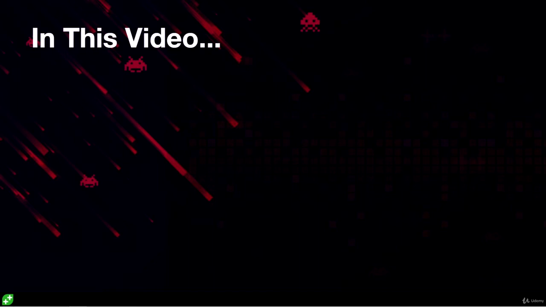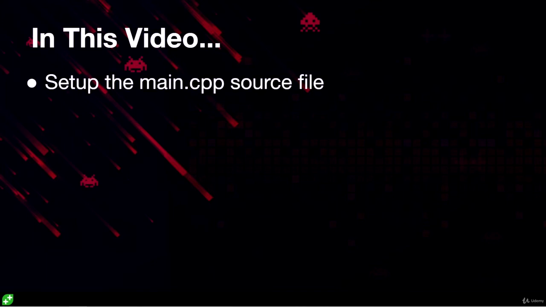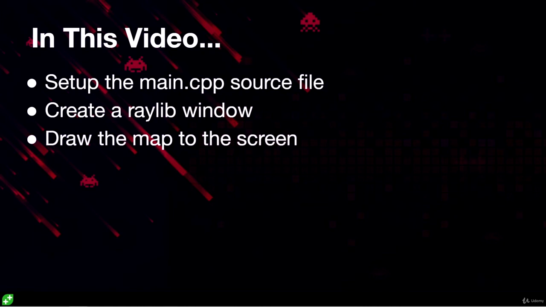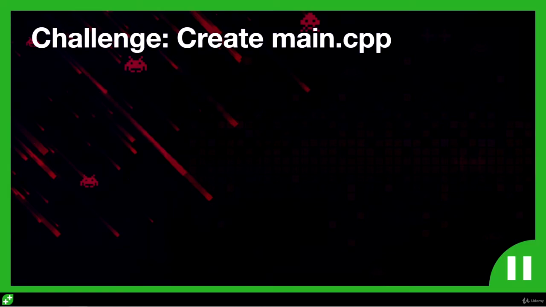Hey, welcome back. In this video, we're going to get this project set up, and that's going to involve creating our main source file. In fact, we're going to call this main.cpp, and this entails all the skills that you've gained in the previous sections. We're going to create a Raylib window for our game. And now that we have a nice 2D map that we've created and tiled, we're going to draw that map to the screen. Now, you already have these skills, so this is going to be a challenge for you.